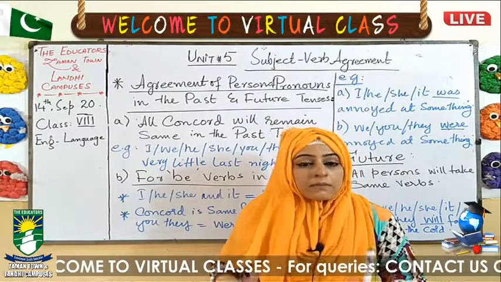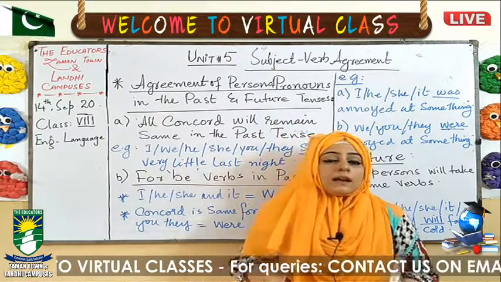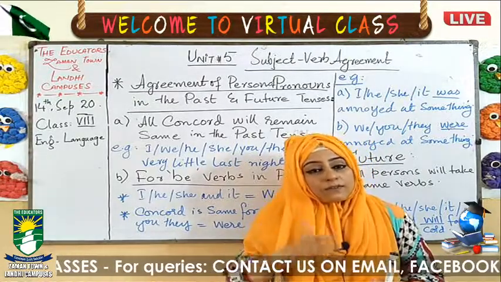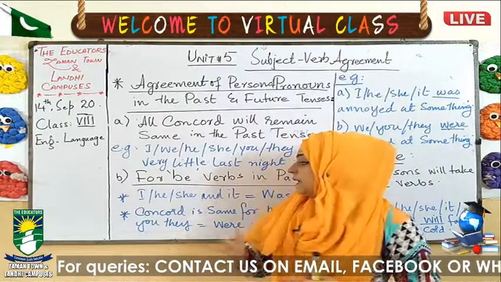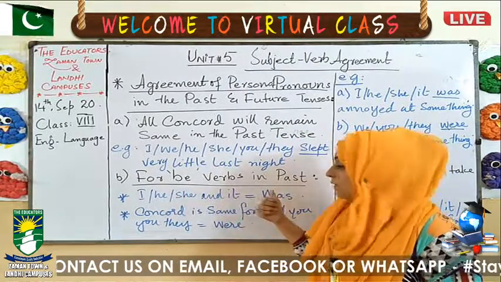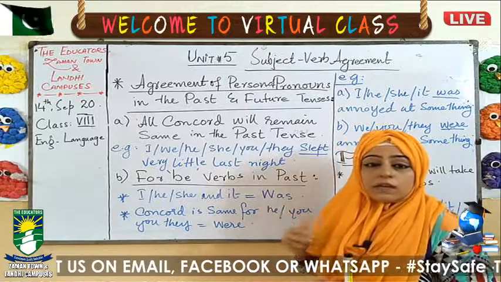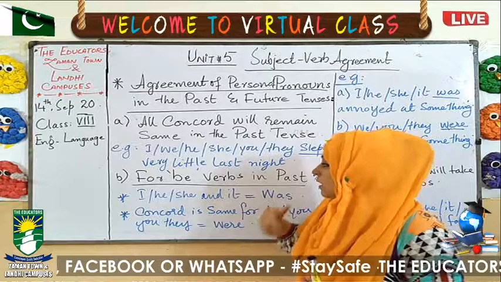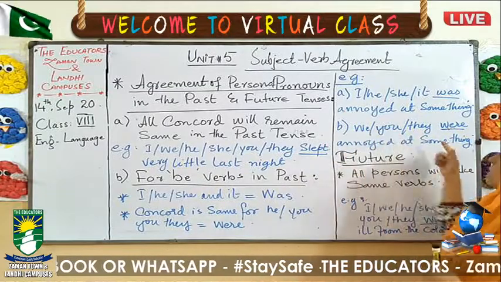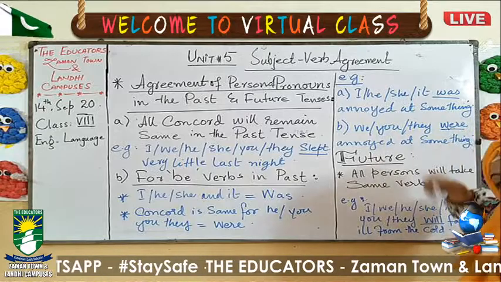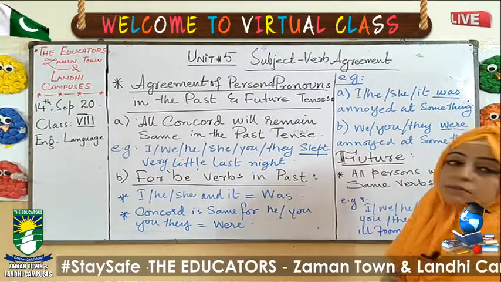Subject verb agreement mainly means there is a direct relationship, a direct effect of the subject over the verb. As we have discussed here, if we have these subjects, then we will use were, and we cannot use was here. It will be wrong. If we have these subjects, then we will use only were, and we cannot use was here. It will be wrong.